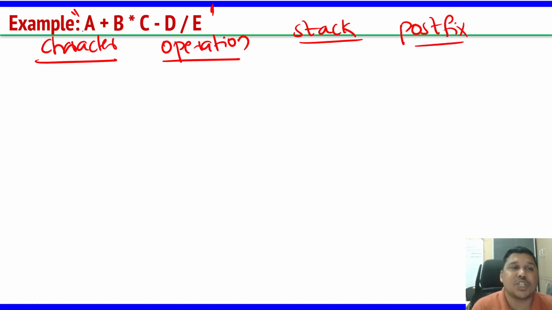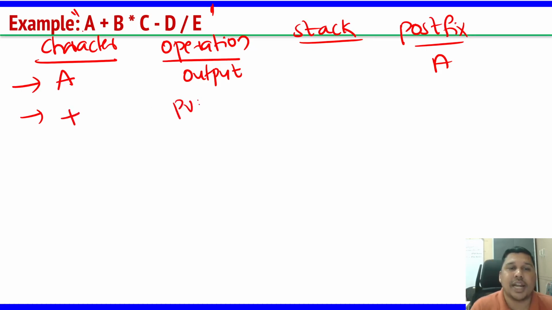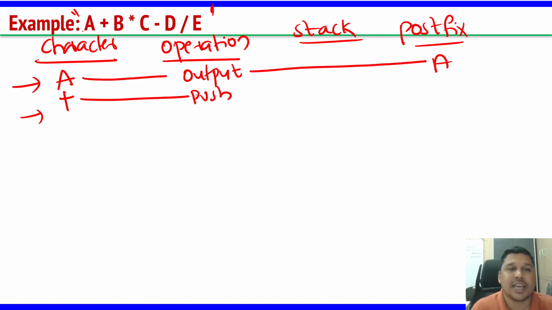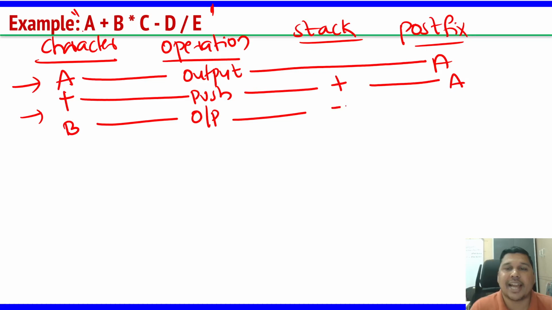Okay, read the first one. It is A. So you have to just output it. Stack remains empty, A comes here. This is the first line. Second, plus comes. When plus comes, just push it into the stack. The stack becomes plus, and the output remains A. Next one came, B. Whenever an operand comes, just output it. So the stack remains plus, and the output becomes AB.